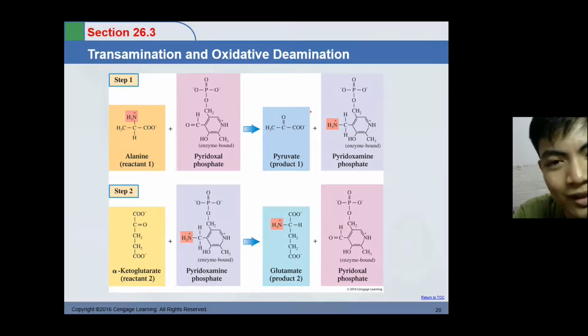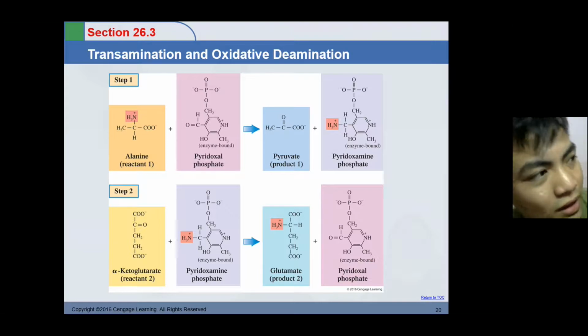So from pyruvate to acetyl coenzyme A, di ba? So yun. And that will produce pyridoxamine phosphate. And then, kunwari may alpha-ketoglutarate tayo. Pwede yan mag-react with our pyridoxamine phosphate in order to produce glutamate, and we will regain our enzyme-bound pyridoxal phosphate. Okay? So, ang galing, no?